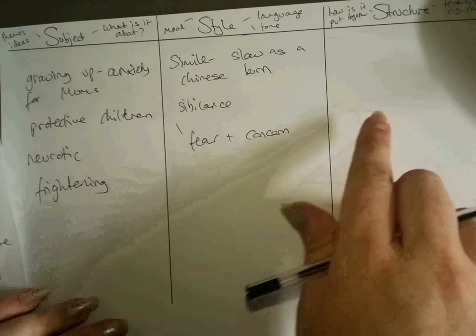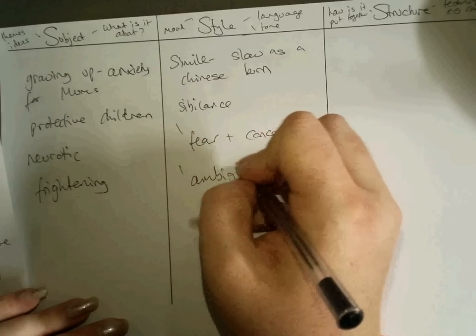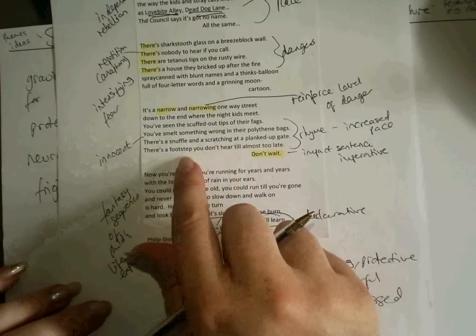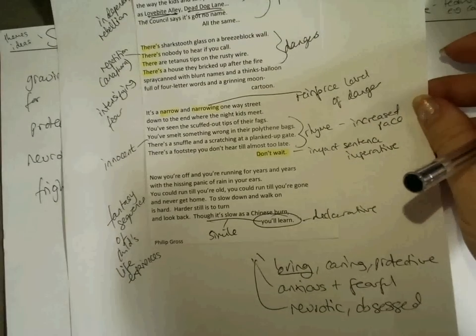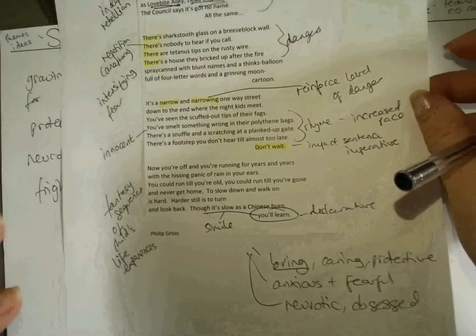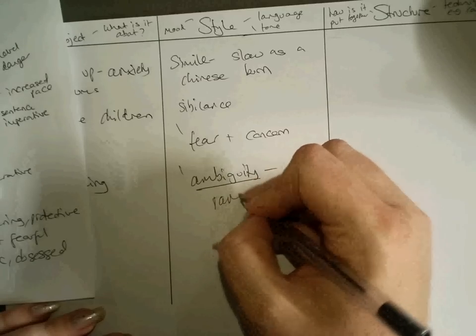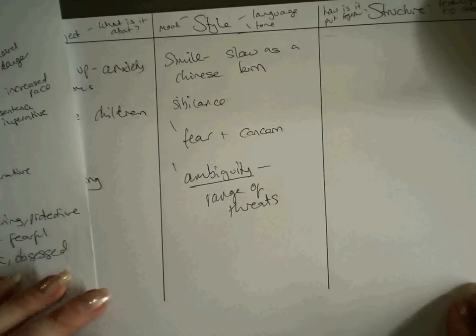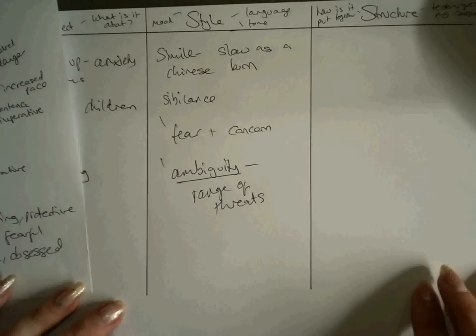Let's have a look. There's another description I want to get. There's some nice ambiguity when it talks here about the snuffle and the scratching at a planked up gate. So we don't know what that is. It could be some vicious dog, a footstep you don't hear till almost too late. Again, we've got the ambiguity, which helps to convey the whole range of threats available to young people and teenagers, or the perceived threats, the things their mums think are going to be out there getting them.